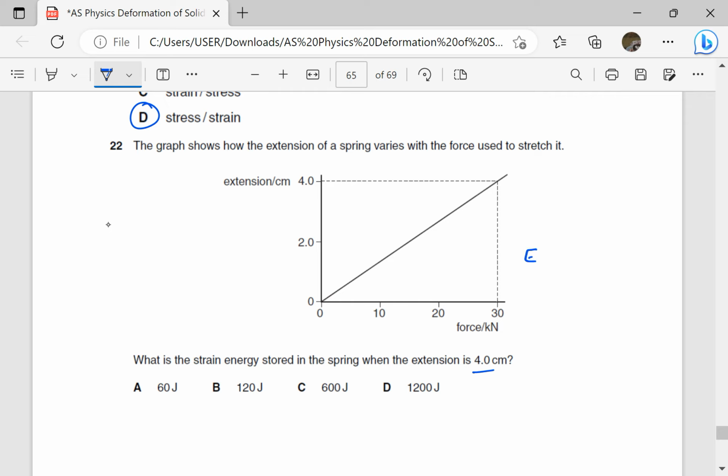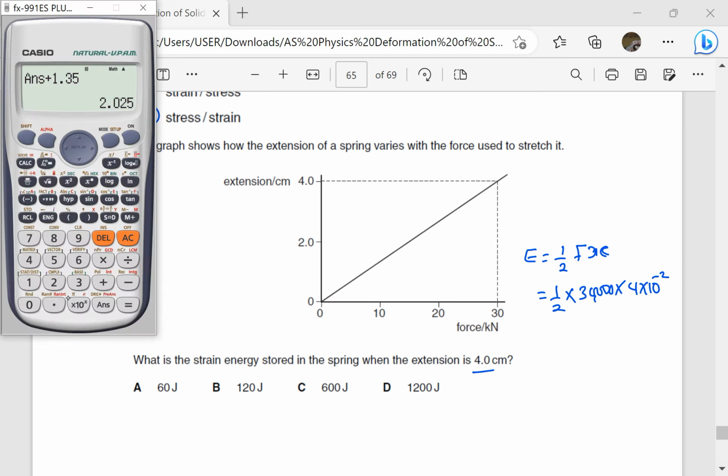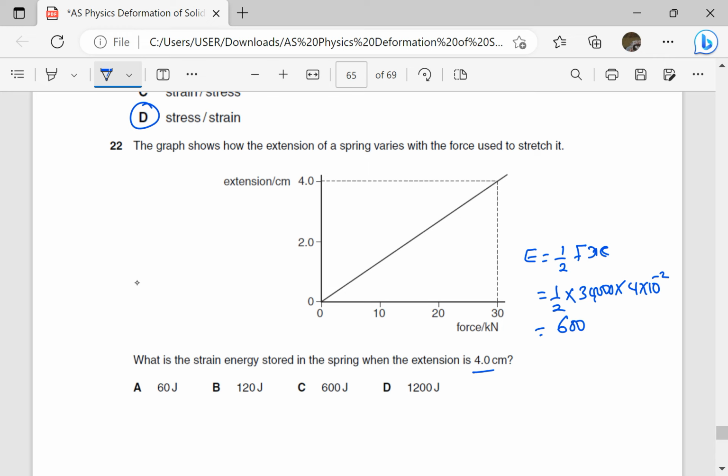So strain energy is simply going to be equal to a half times F times X. So this will be a half times F, which is 30,000, so I will add 10, then times X, which is 4 times 10 power negative 2. So 30,000 times 4 times 10 to the negative 2, divided by 2, that is 600 joules. So the answer is going to be C.